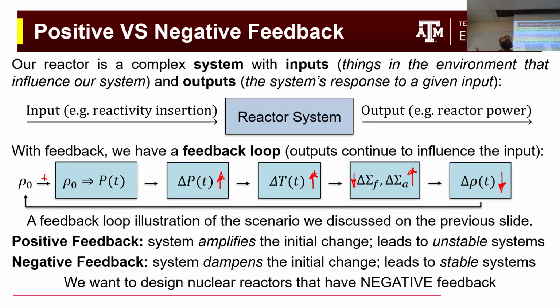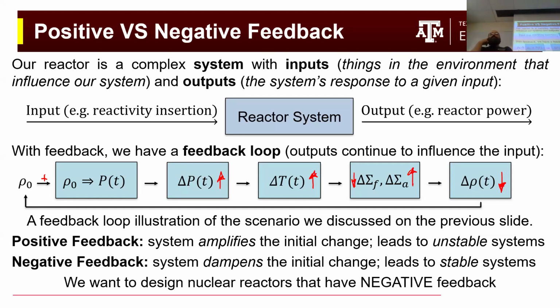And in our reactor, we almost always want negative feedback because it's going to dampen any initial disturbance that we have to our system. Whereas if we make our systems with positive feedback, any little change to our system could make the system blow up. And that would be very unstable.